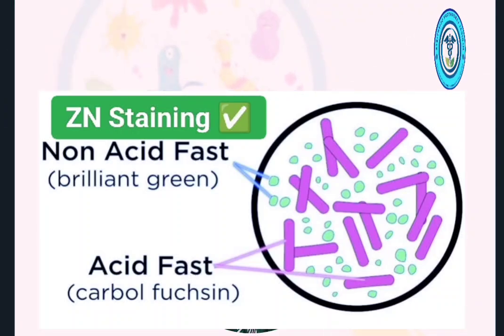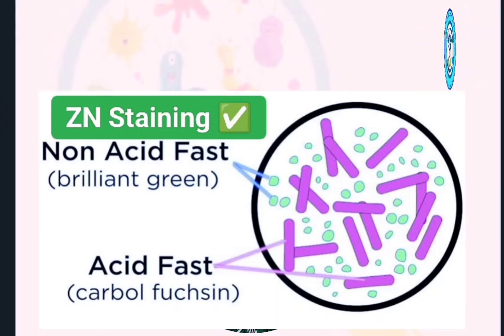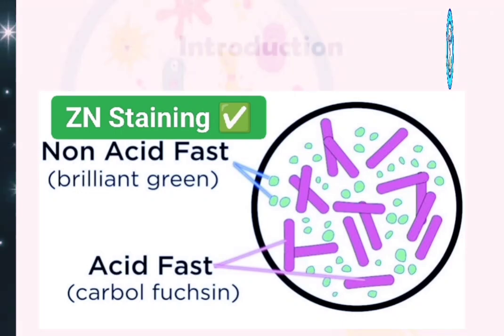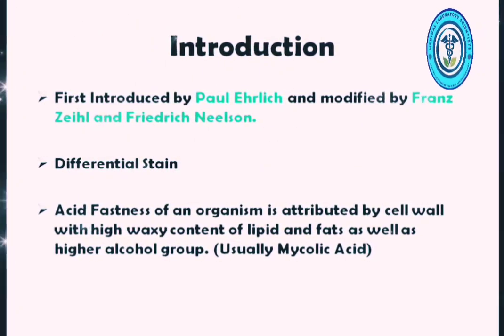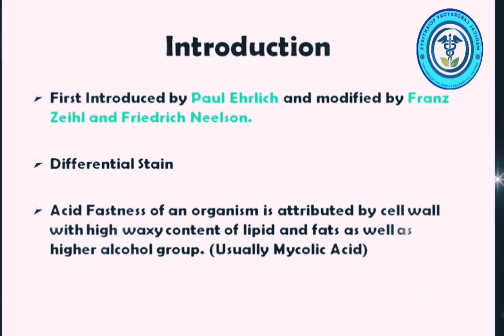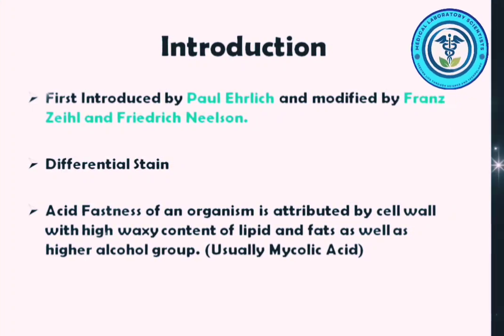Hey guys, this video is about acid-fast stain or Ziehl-Neelsen stain, which is also known as ZN stain. ZN stain was first introduced by Paul Ehrlich and modified by Franz Ziehl and Friedrich Neelsen. It is a type of differential stain that imparts color to the acid-fast organism.